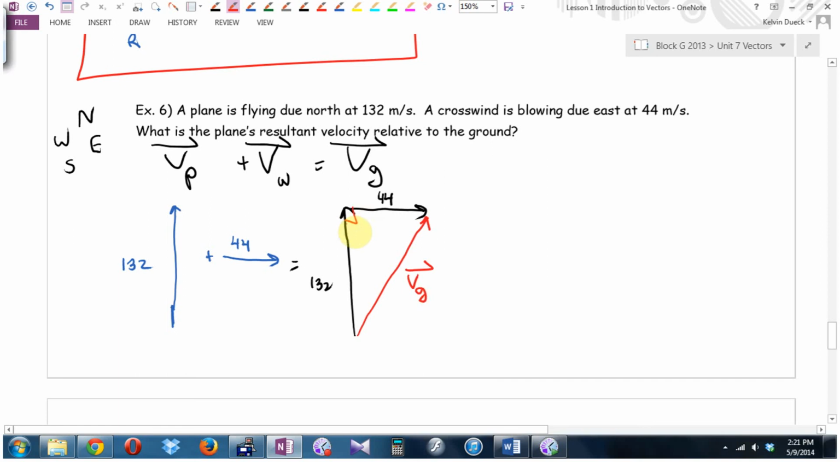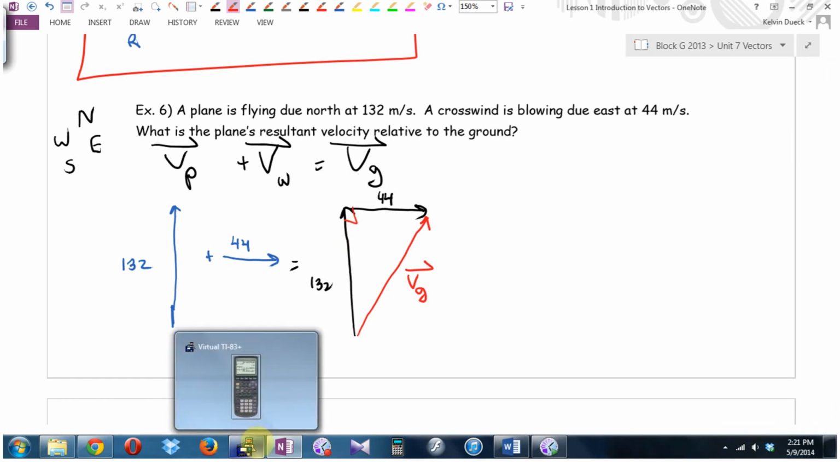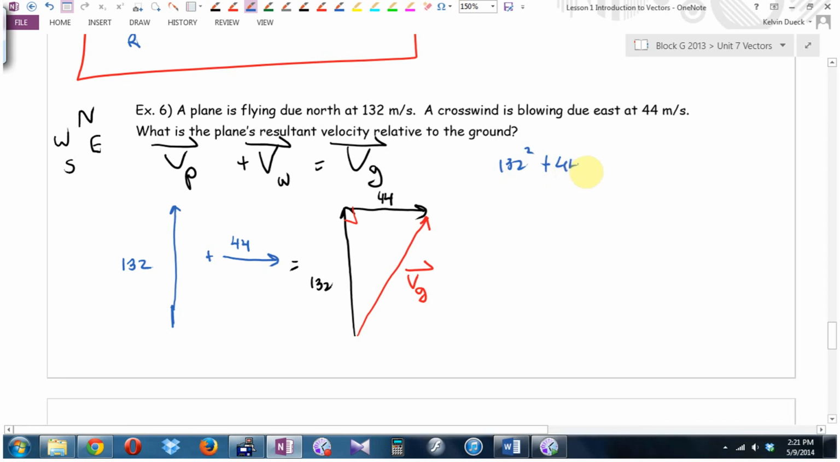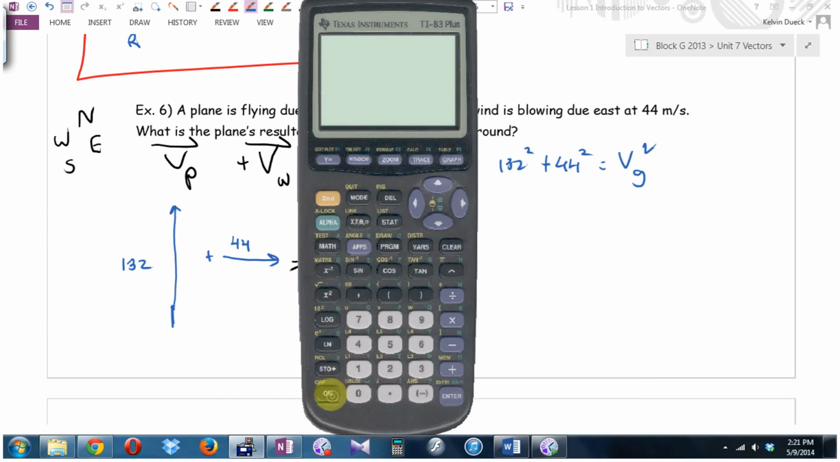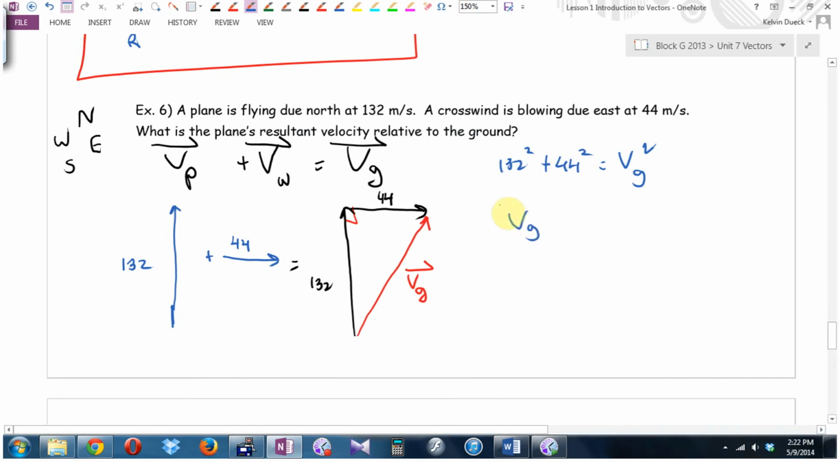Any suggestions? Which trig function could I use to find the magnitude? Pythagoras, you say, really? Now, if you reach the point where you can do Pythagoras all on your calculator in one step, I'm okay with that. In other words, if you go 132 squared plus 44 squared equals, square root, I'm okay. I'm going to write in my notes what we're doing. 132 squared plus 44 squared equals VG squared. That's 139.1, but we'll go to 3 sig figs. So the ground speed magnitude is going to be 139 meters per second.